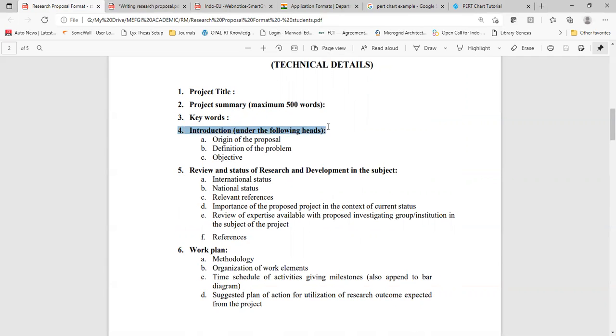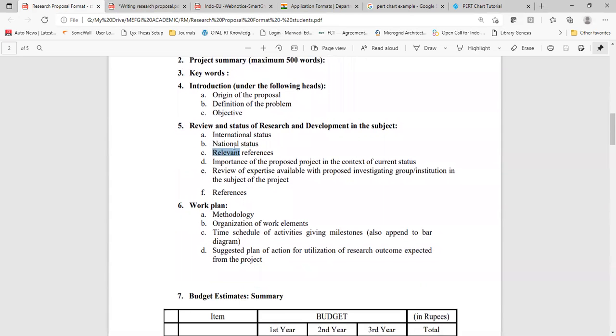Then introduction. So what will be the origin of the proposal? What will be the definition of the problem? What will be the objective? Review and status of R&D. So international status, national status, that means what has been done at the international level, what has been done in this country, what are the relevant references for that, okay, and then other things.